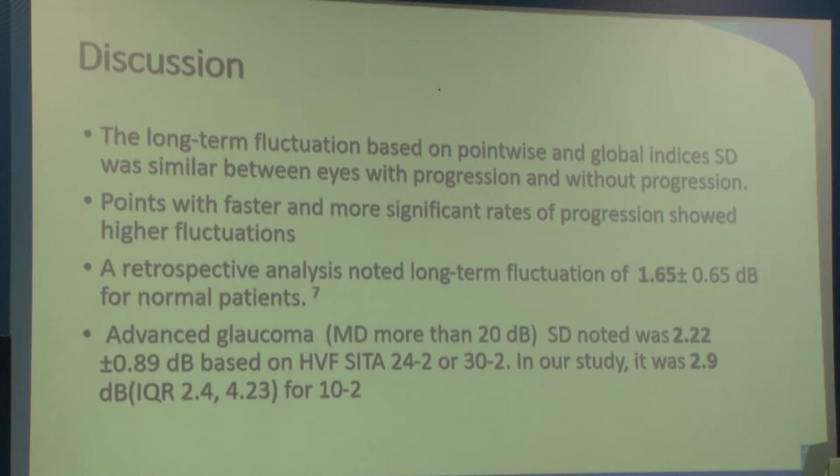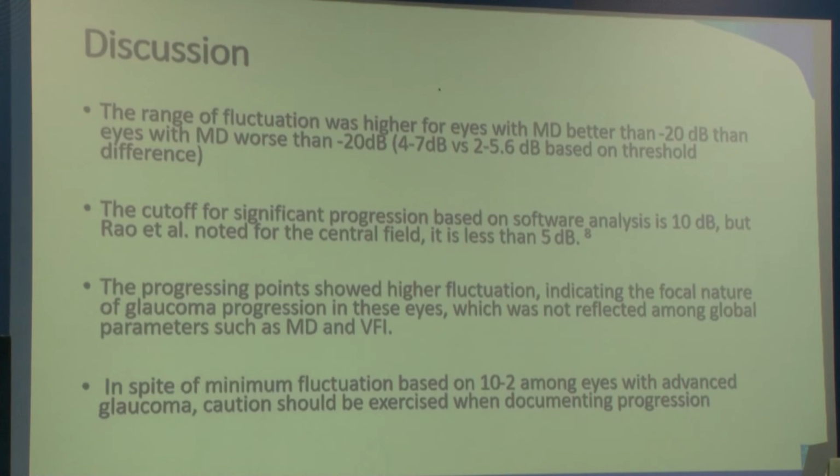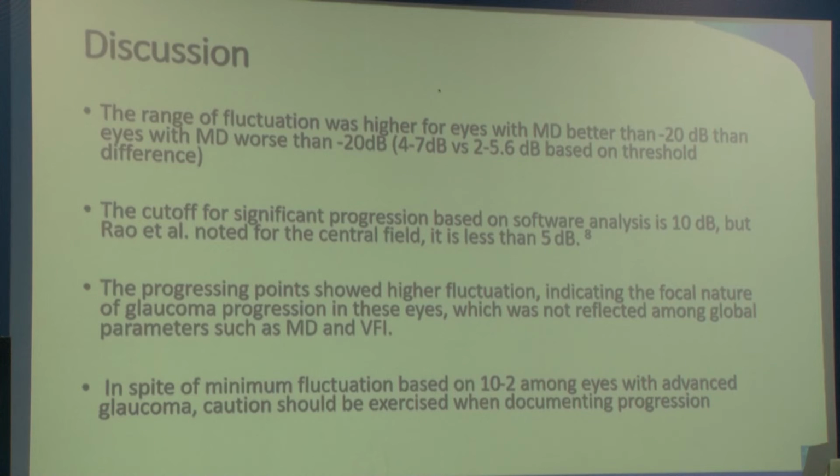So the retrospective analysis done earlier have shown that the visual field fluctuation in normal patient is around 1.65 decibel, while in advanced glaucoma it was around 2.22 decibel. In our study, we found it around 2.9 decibel. The range of fluctuation was noted to be higher in patient with severely depressed fields as compared in the retrospective study, where they found the difference was around 2 to 5.6 decibel.